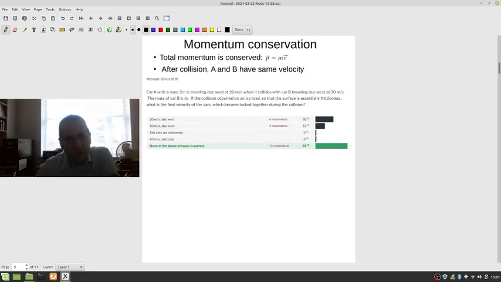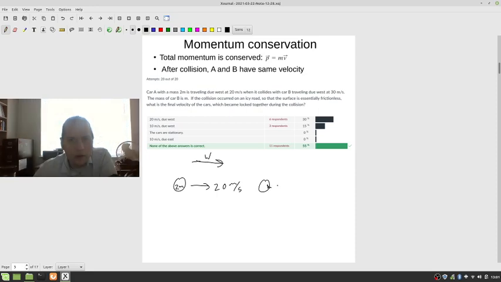This one I was a little concerned about. I was surprised that we got such a bimodal sort of distribution. Let's say that in this problem, you define this direction to be west. You've got car A has a mass of 2m going at 20 meters per second, and car B has a mass of m, and it's going 30 meters per second.